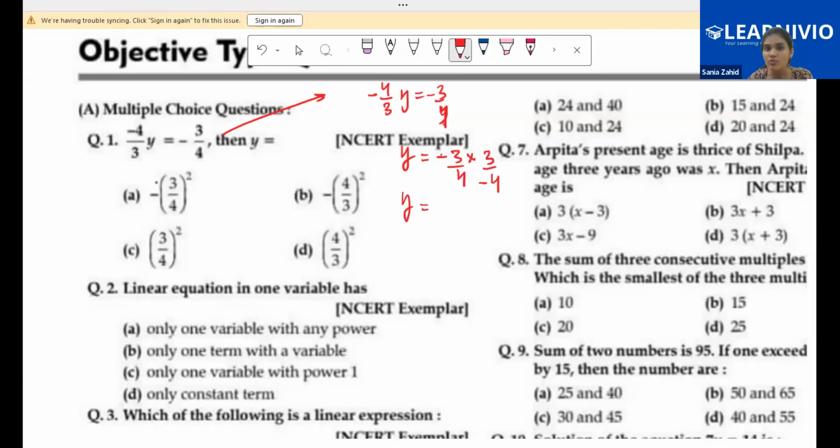So y is equal to minus 3 into minus 3, or you can write like, minus and minus sign cancelled. So (3 by 4) whole square, because it's in square form. So which one of the following is the answer? This one. So for the first one, C is the correct option. Right? Just try it. Ma'am, it's minus 4 into 4.